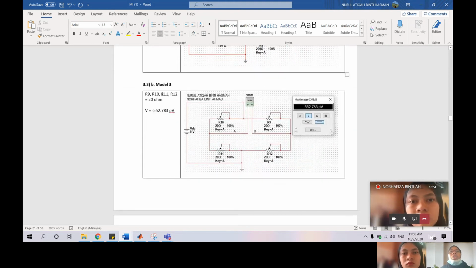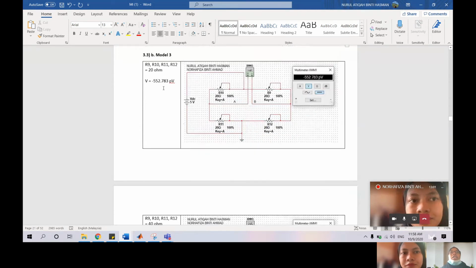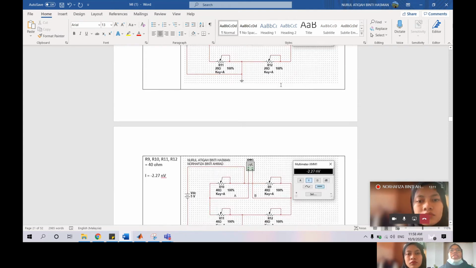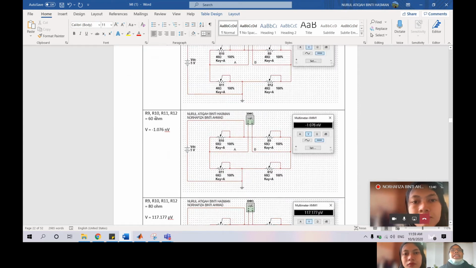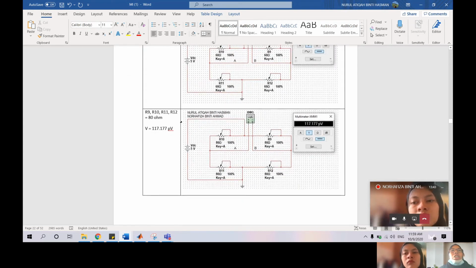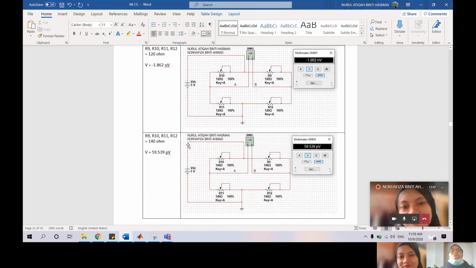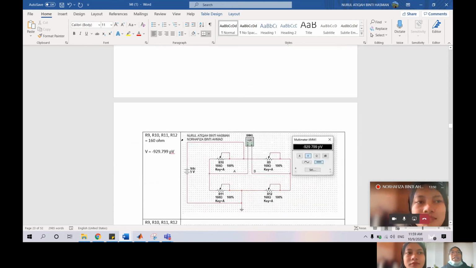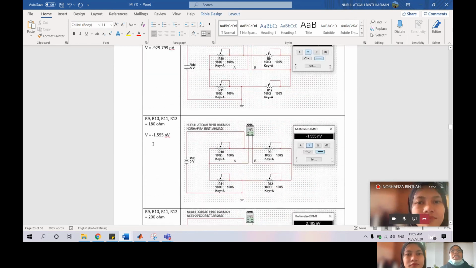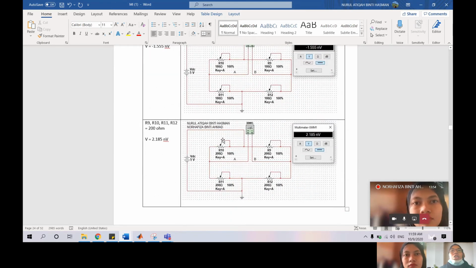And the last one, also model 3, same as the previous that I explained before. It is negative 552.783 picovolt for 20 ohm. So this is for 40 ohm, 60 ohm, 80 ohm, 100 ohm, 120 ohm, 140 ohm, 160 ohm, 180 ohm, and 200 ohm.